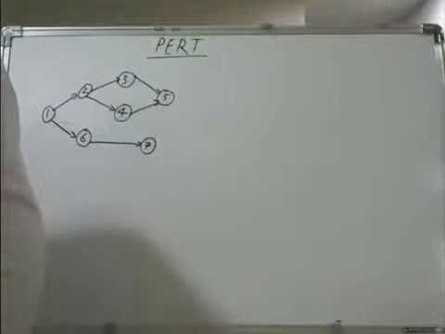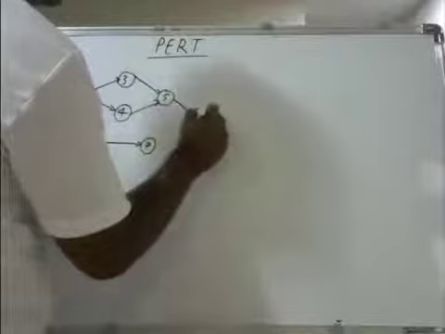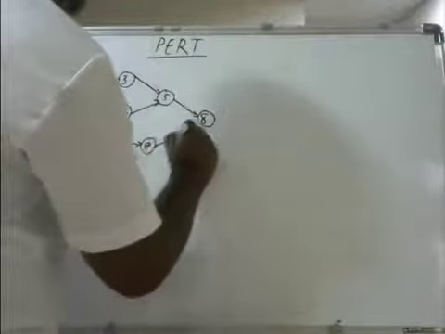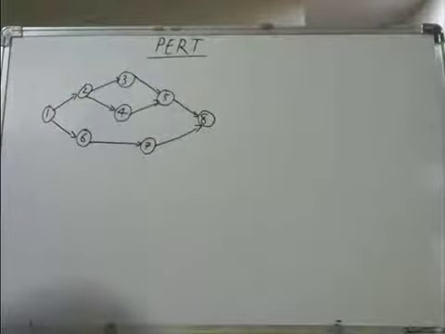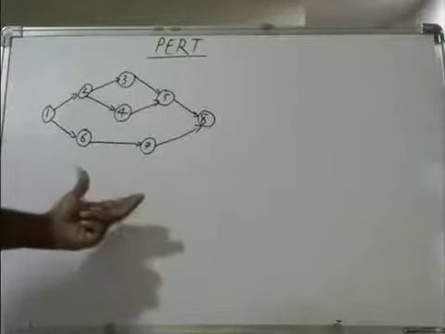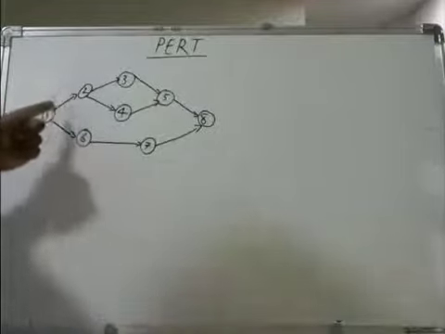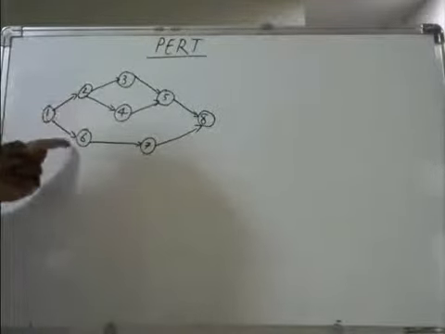Then you have 5 to 8. Then you have 7 to 8. Okay. Now, as per the jobs what they're given, I have put the network here. Now, the next thing we need to do is, for activity 1 to 2, what is the time estimate? For 1 to 6, what is the time estimate?